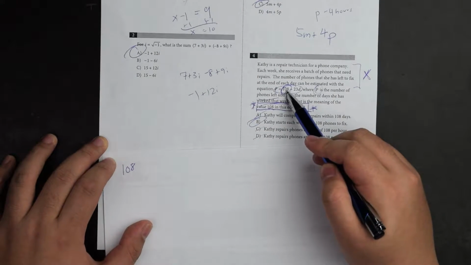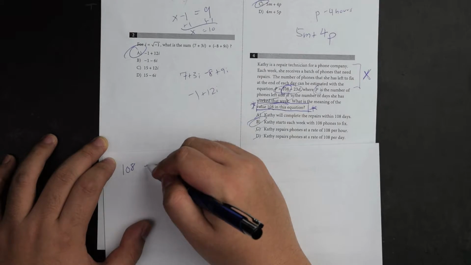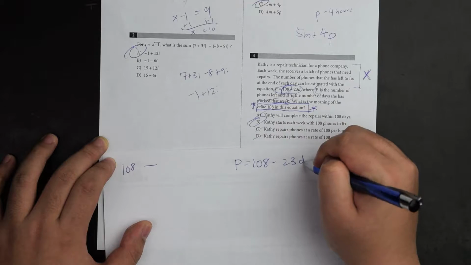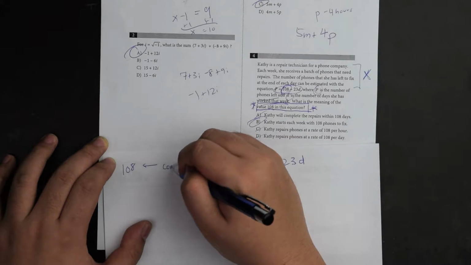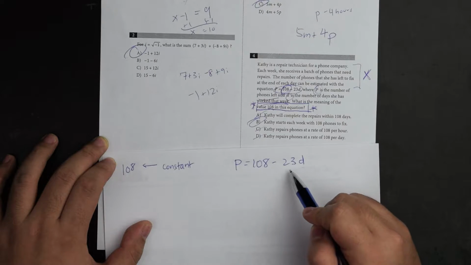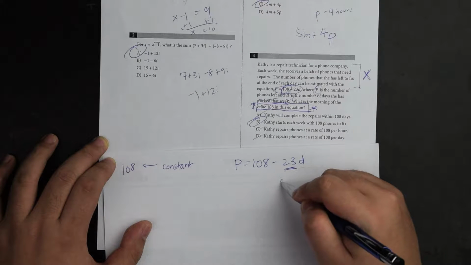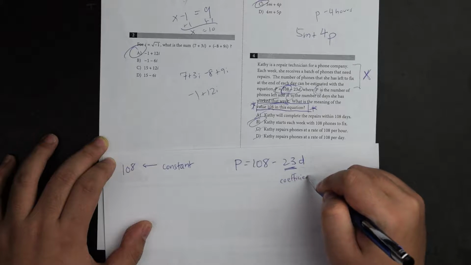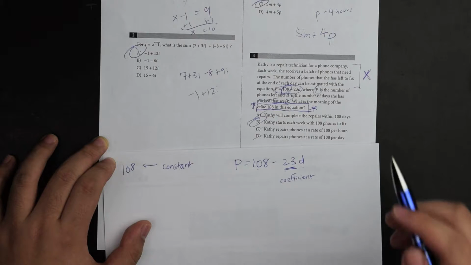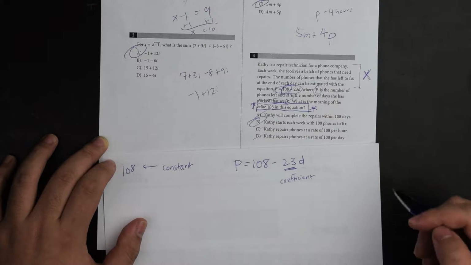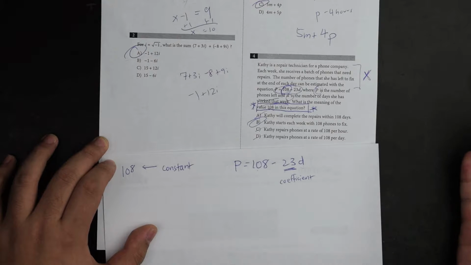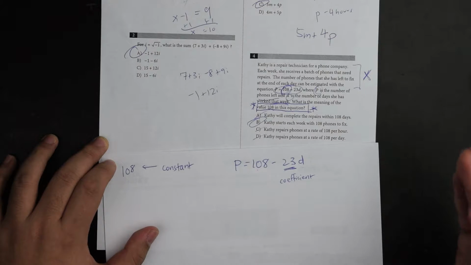Right off, I'm looking at 108, and based on the equation P equals 108 minus 23D, 108 right here is a constant. This is not a value that has a variable next to it, so it's not a coefficient. I notice right off this 108 is a constant value. And so anything that has relevance to rates, anything about per day, per hour, per year, whatever has "per" in it, will not be my answer.